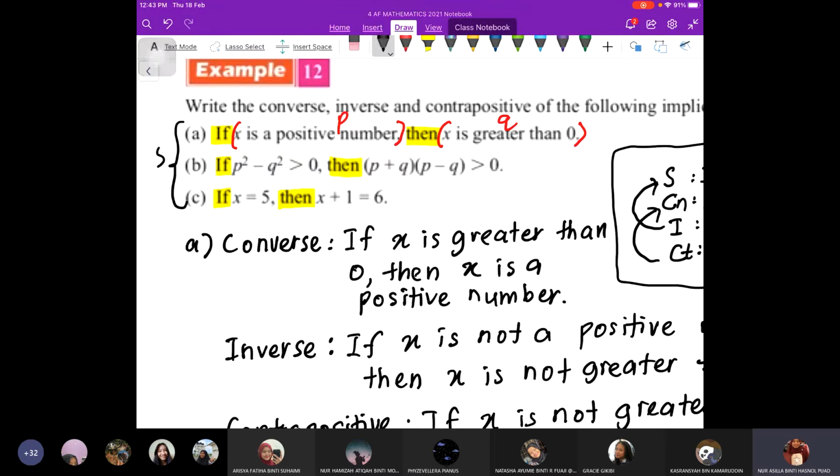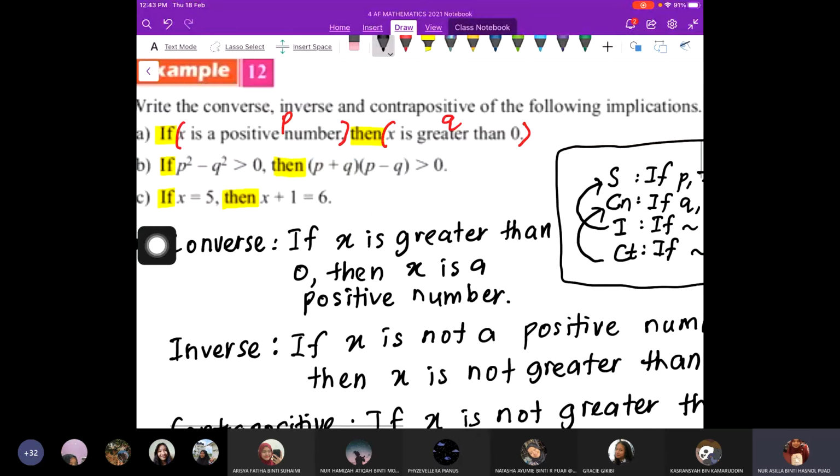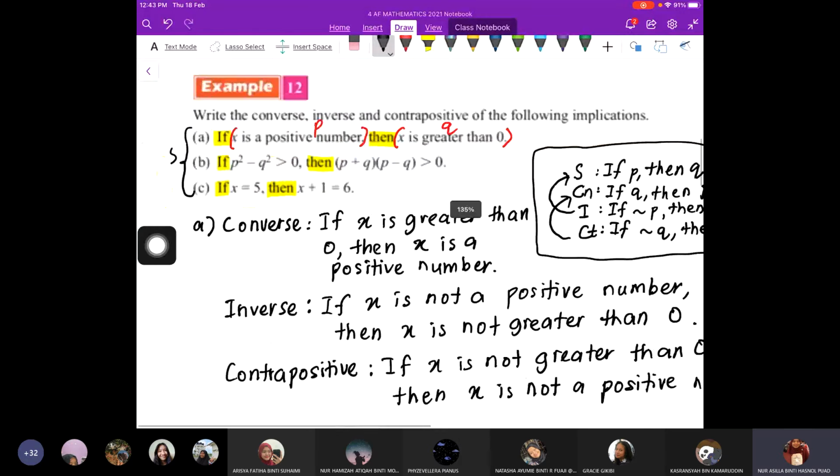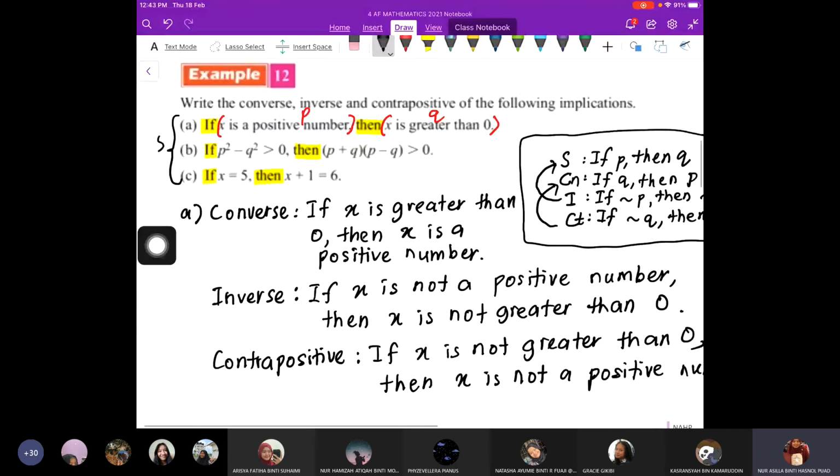Kita nak cuba, kamu pula cuba sendiri. Okay, kita tengok B. Now, pertama ni will be my P. The second one will be my Q. Alright, can someone give me what is the converse of B? Okay, converse of B. Alright, let's go, Fauzan.